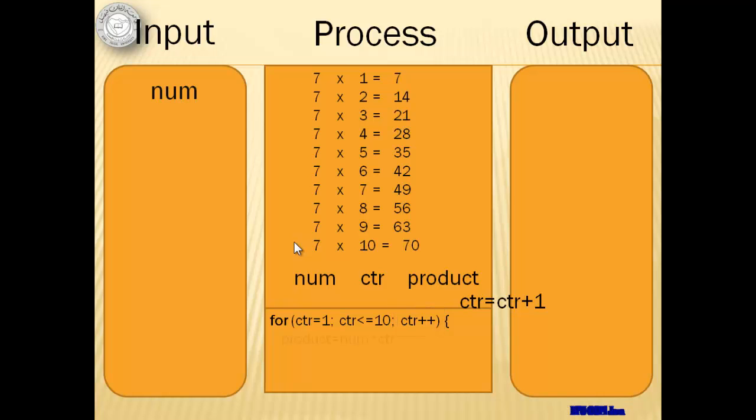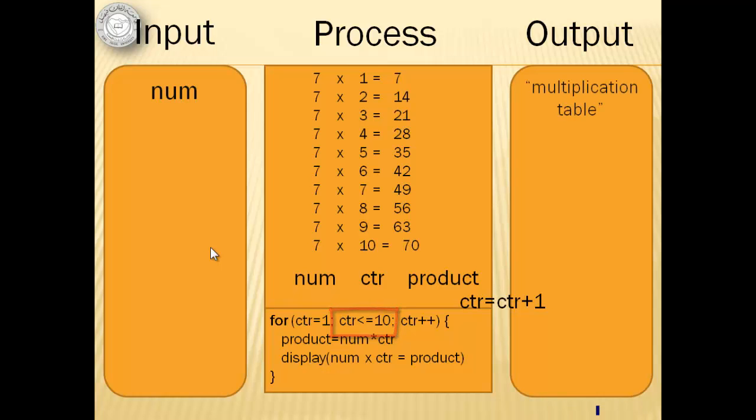So the for loop works with the initial value of CTR. Next, the condition is tested. If it is true, the two statements inside the braces are done. Afterwards, CTR is incremented by 1. Then it goes back to the condition. The process is done repeatedly while the condition results to true. Our output will be the multiplication table.